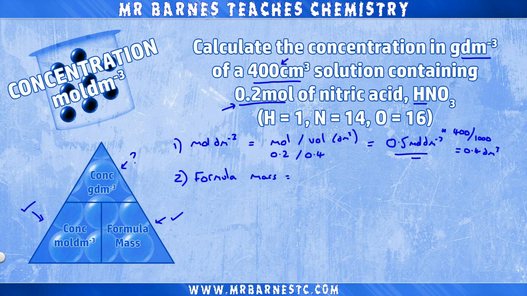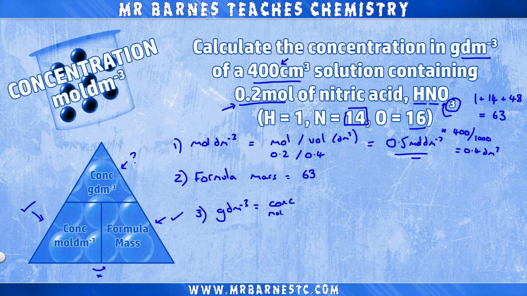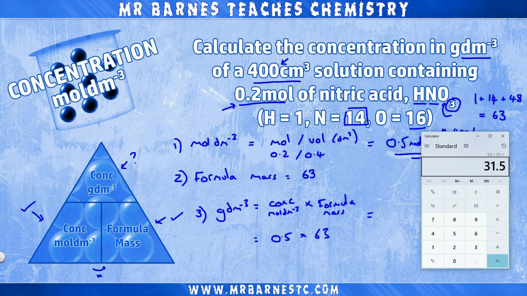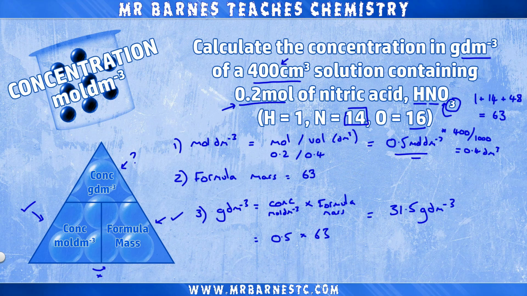I have one hydrogen with a mass of 1, one nitrogen with a mass of 14, and 3 oxygens, so 3 times 16 is 48. Add that all together and I get a formula mass of 63. And then the final step, converting to grams per decimeter cubed, I take my concentration in moles per decimeter cubed and multiply it by the formula mass. So 0.5 times 63, which gives me an answer of 31.5 grams per decimeter cubed.